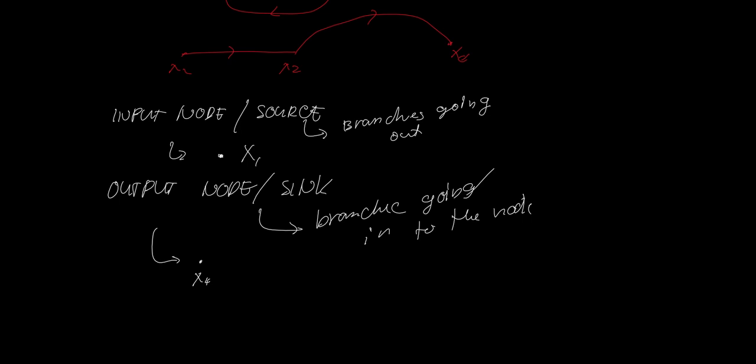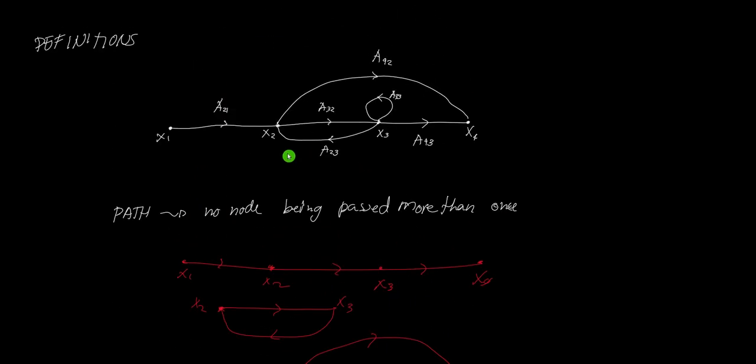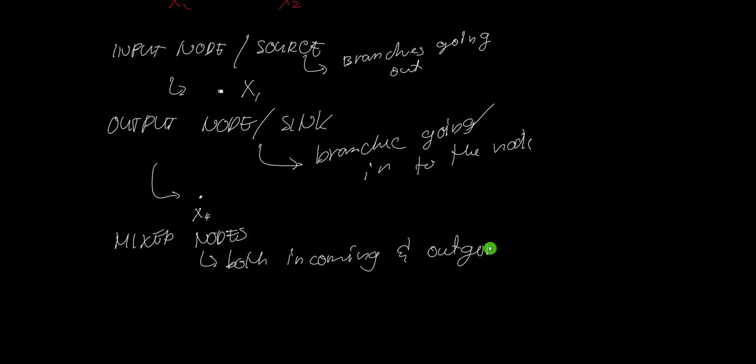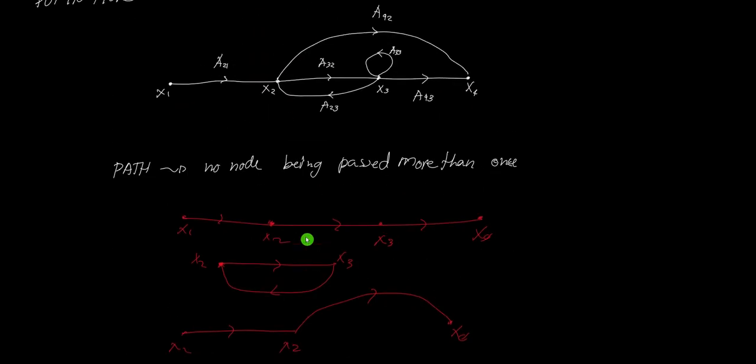If the node contains both incoming and outgoing branches, for example x2 and x3, there are branches connected to x2 that are incoming, a21 and a23, and there are also branches that are outgoing. We call them mixed nodes. They are not input nodes and not output nodes. They have both incoming and outgoing branches.